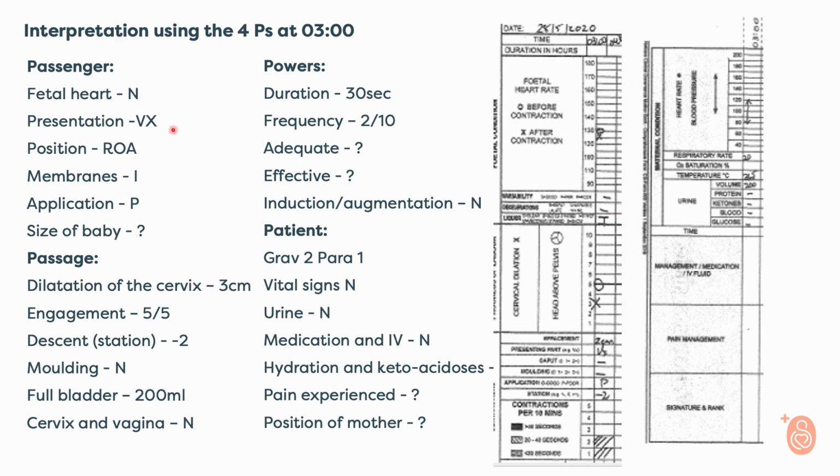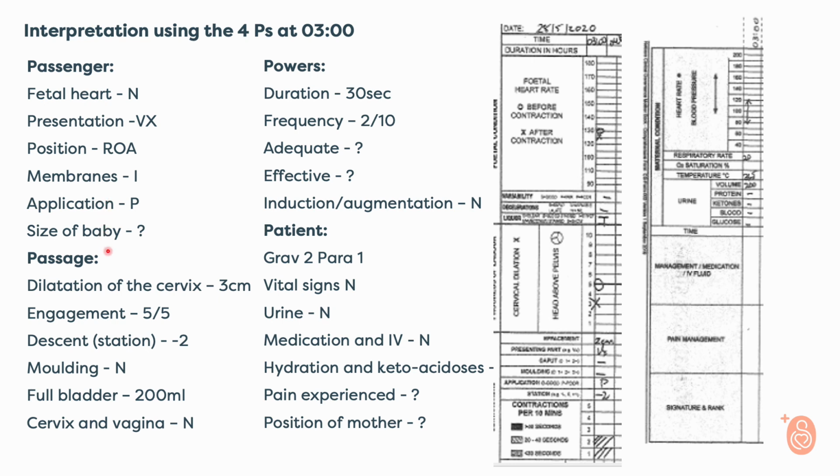Now, if we look at the passenger, we see that the fetal heart is normal. The presentation is a vertex. The position is a ROA. We don't see it here on the Partograph; that's just information that I give you. The membranes are intact, you can see here that it's intact. And the application here we can see is poor.